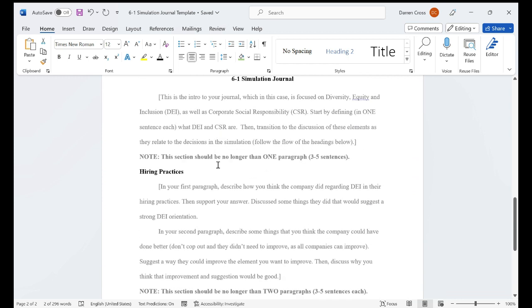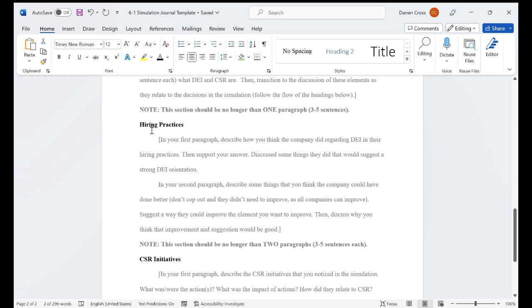Then the next thing is you're going to talk about two things: hiring practices, which is really the DEI part, and then CSR. Keep them separated in your mind so that you can stay focused, right? So when we talk about hiring practices, we're really talking about DEI. And the first thing we want to answer is in the first paragraph here. In the first paragraph, describe how you think the company did regarding DEI and their hiring practices. Then support your answer. Discuss some things they did that would suggest a strong DEI orientation.